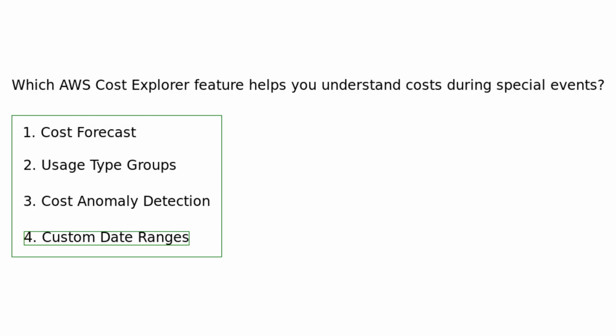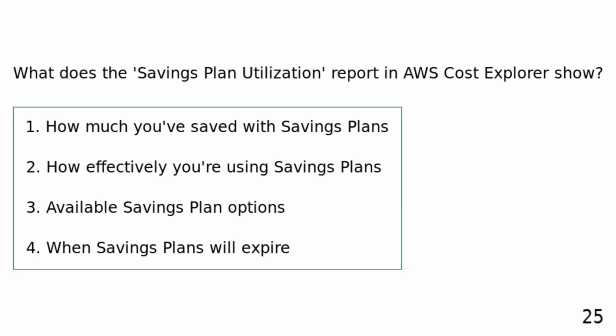Setting custom date ranges in AWS Cost Explorer around special events like sales or launches helps you understand their impact on AWS costs. What does the Savings Plan Utilization report in AWS Cost Explorer show?